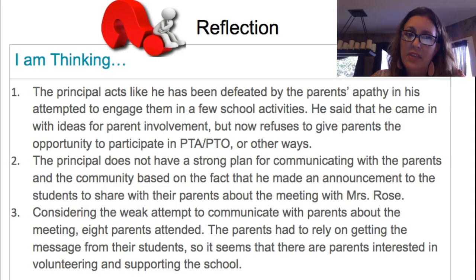Number 2, I'm thinking that the principal does not have a strong plan for communicating with parents and the community based on the fact that he made an announcement to the students to share with their parents about the upcoming meeting with Mrs.